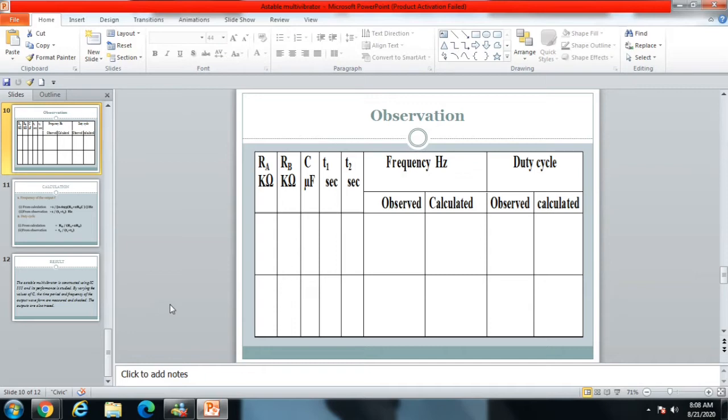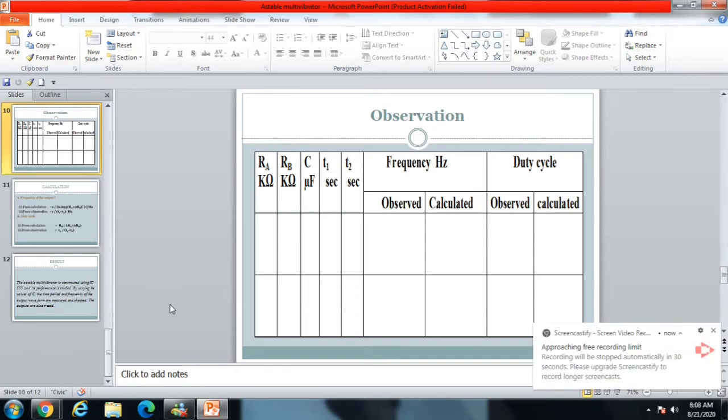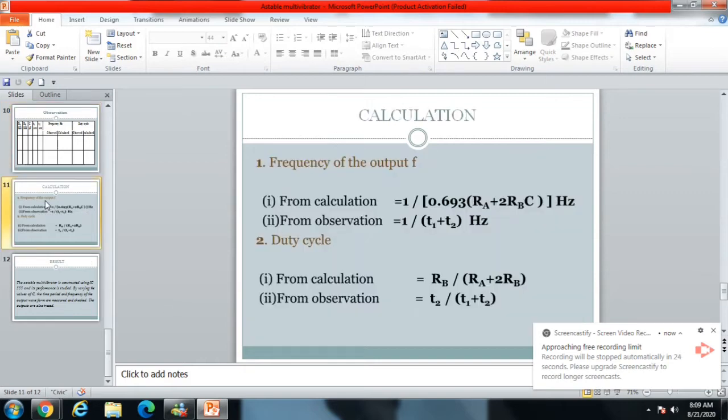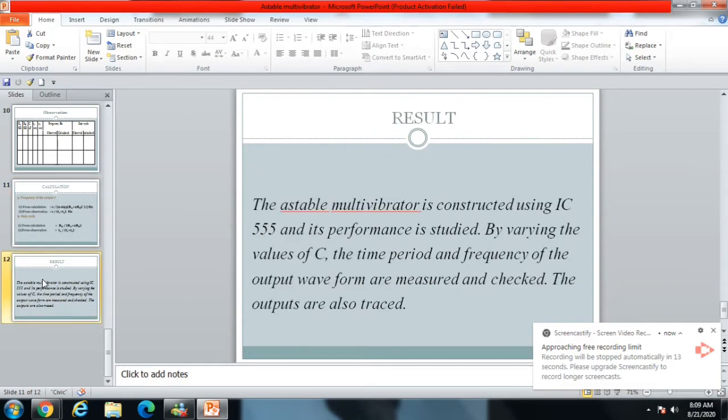So observation, that is the table we have to fill. RA, RB may be of 1K, 10K, etc. C in microfarad: 0.01, 0.02, 0.03 microfarads, etc. T1, T2 we have to measure from the output waveform. Then you have to calculate the frequency and duty cycle using the very same formulas, from calculations and from observations. Duty cycle calculation is in percentage.